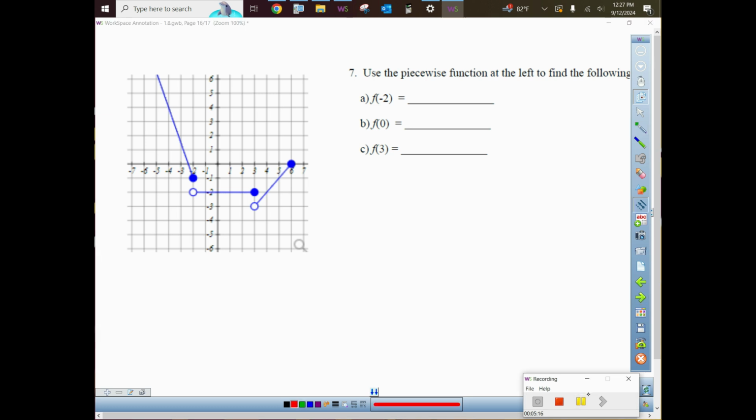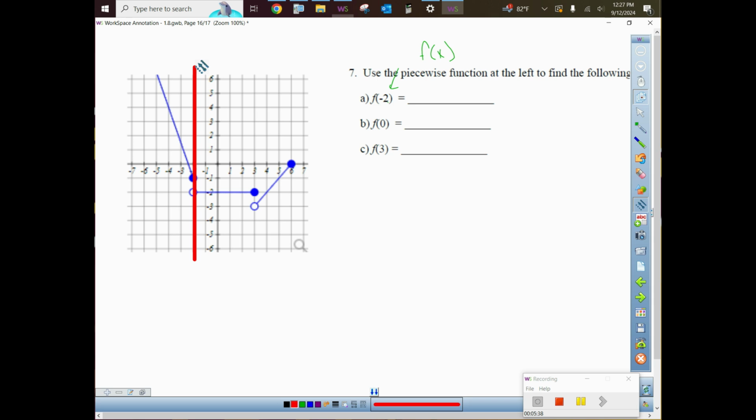So here's kind of what I'm looking at. They say, find f of negative 2. Remember, these are x values, like f of x. So I'm going to go to negative 2 on the x-axis because they're asking me to find f of negative 2. And just to show you, I'm going to use a line. All of this is where x equals negative 2.